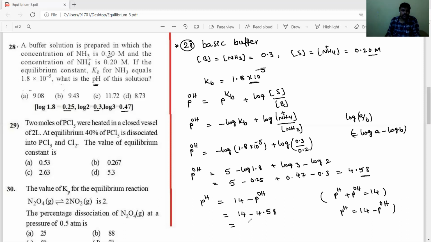Upon simplification, we'll get 9.42. So it is approximately equal to option B. So the answer is B. Here, simplification is very, very important.